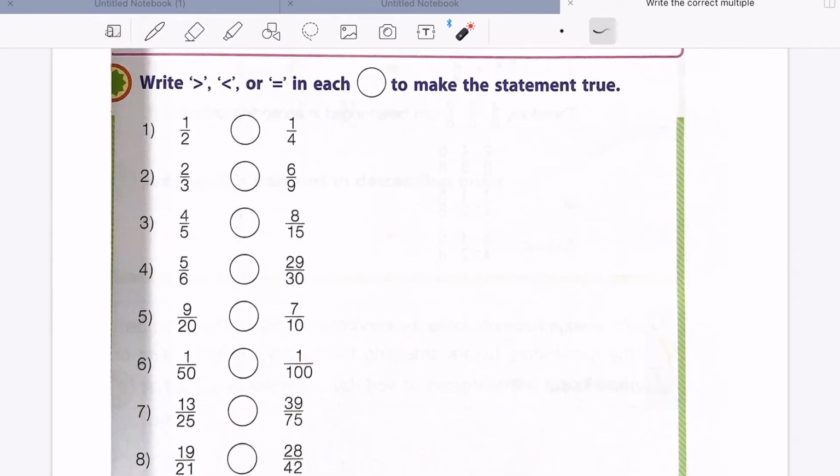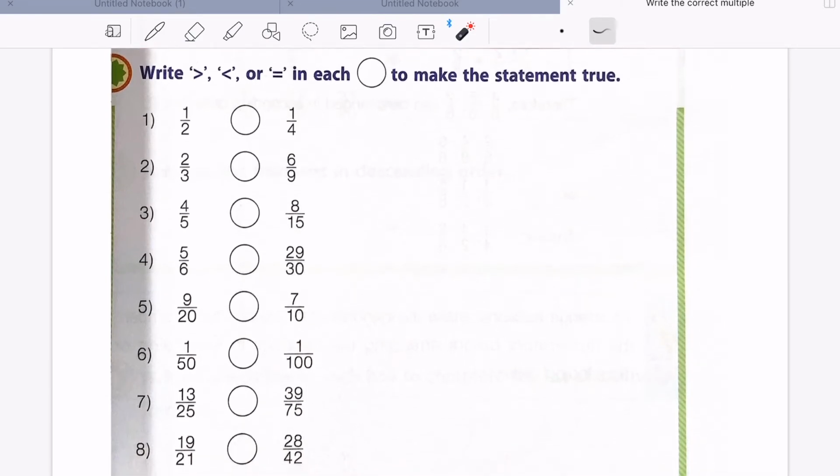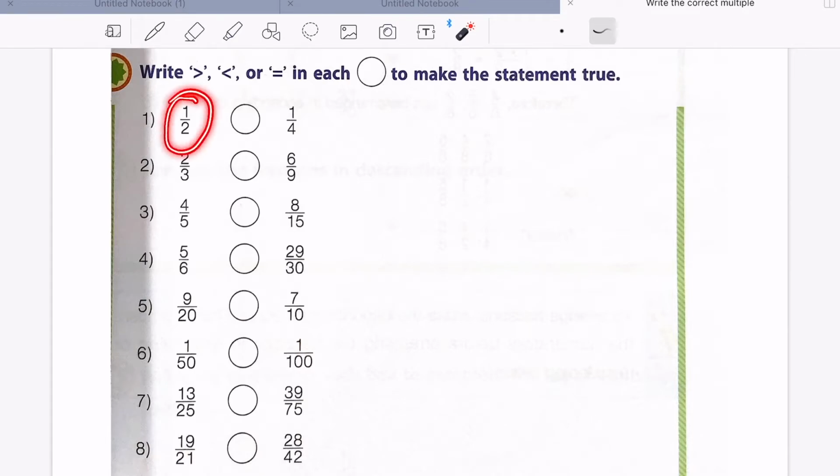So here we're going to write greater than, less than, or equals in each circle to make the statement true. So we want it correct, right? We write either of these three things to make it true. So number 1, we're going to look at 1/2 and 1/4.